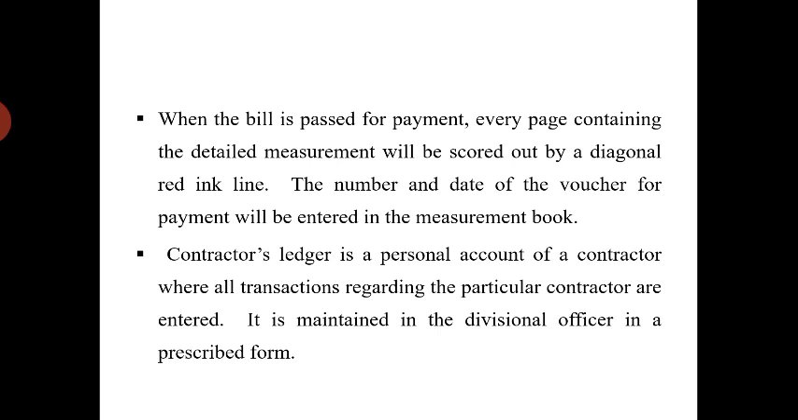And so when you are passing the bills for payment, on each page the declaration and the detailed measurement have to be specified and scored by a diagonal red ink line. This is the final measurement number and the date where the running account or running payment has been made.